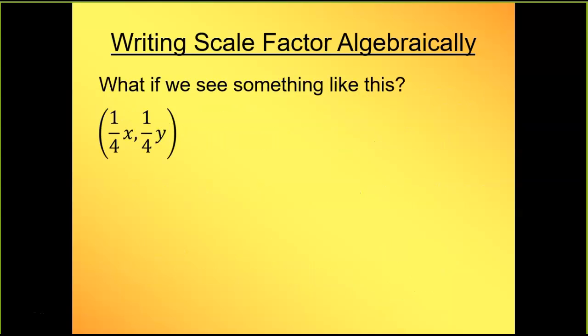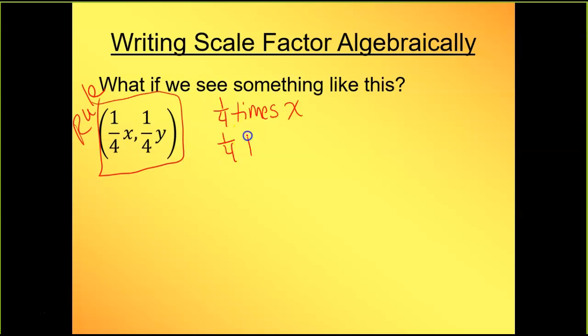All right, so let's look at our notes. Our notes ask us, what if we see something like this? This right here, this is the rule. This tells us what to do. Well, if I look at this, what does this mean? What am I doing to my x and y? What is that? If I'm multiplying it, so you're saying that this means 1/4 times my x coordinate, 1/4 times my y coordinate. Is that what that says? I would agree with that, absolutely.